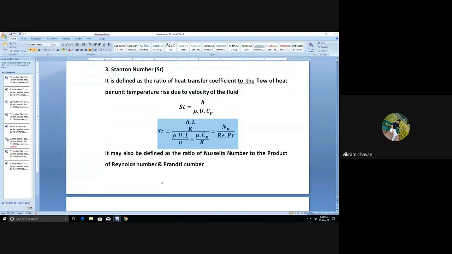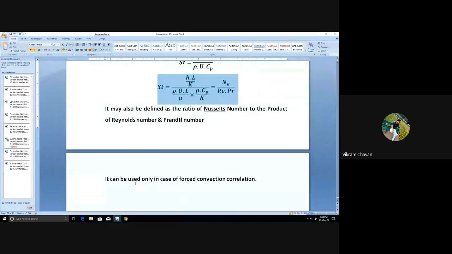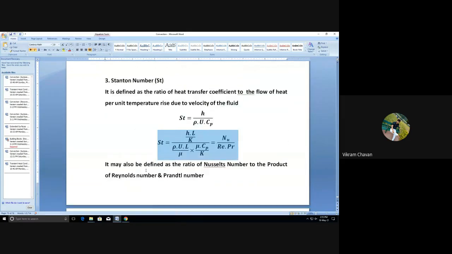An important thing about the Stanton number is that we have to use this particular Stanton number only in the case of a forced convection correlation. Okay, so this is about the Stanton number.